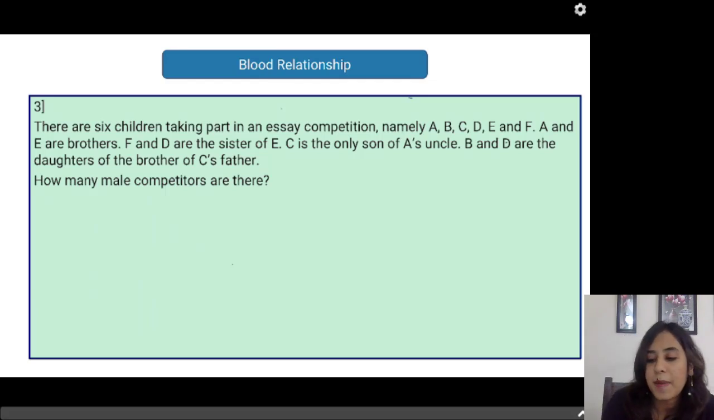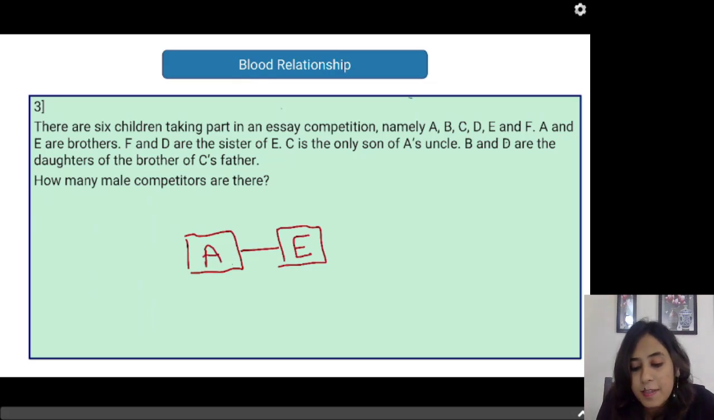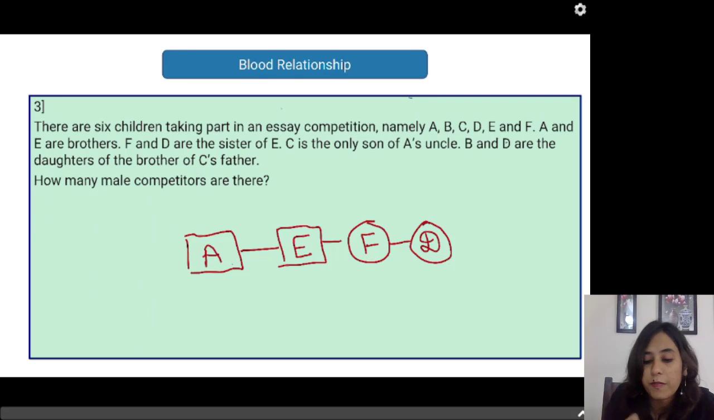Okay guys, so the time has ended. Now, here we have six children A, B, C, D, E, and F. Let us read the question. A and E are brothers. So we have A, and we have E, who are brothers. F and D are sisters of E. So we have F here, and D, who are sisters of E.